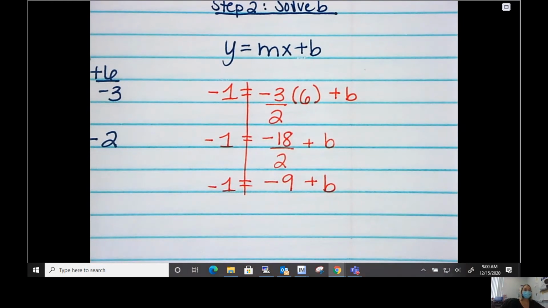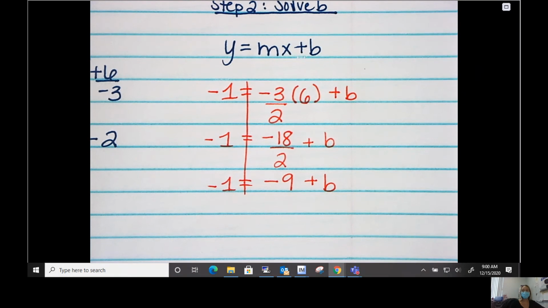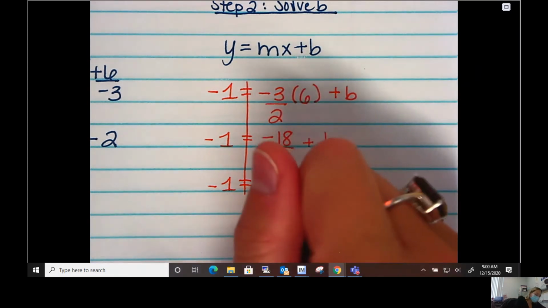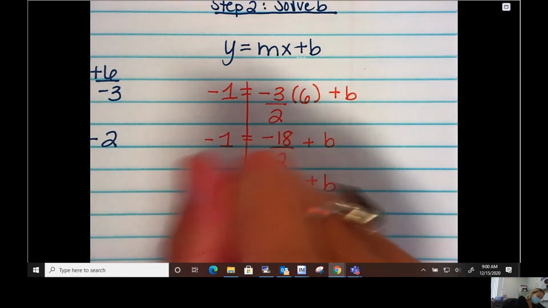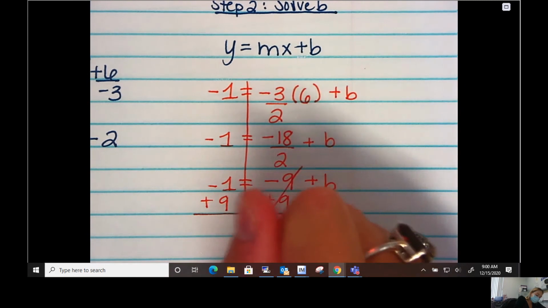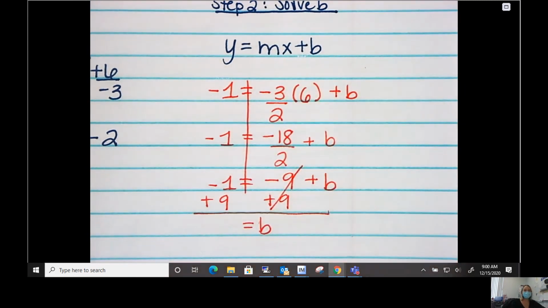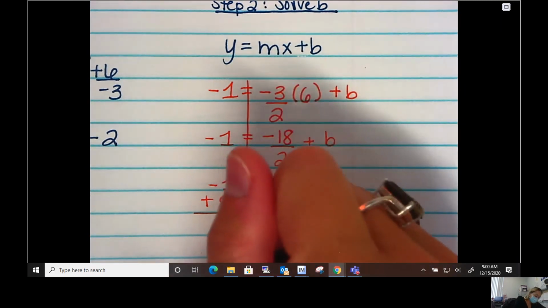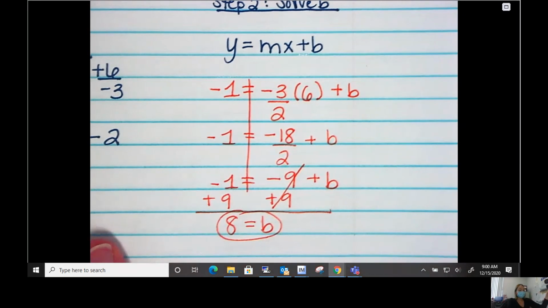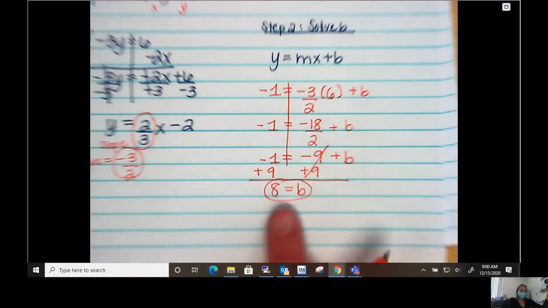And what's the last step to get b by itself? Last step. B by itself. What do you have to do? Plus 9 on both sides. You get b equals what? What's -1 plus 9? 8. Okay, so you've got your b value.